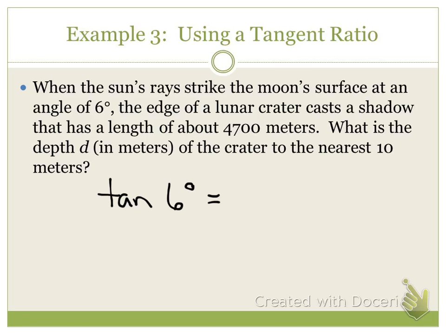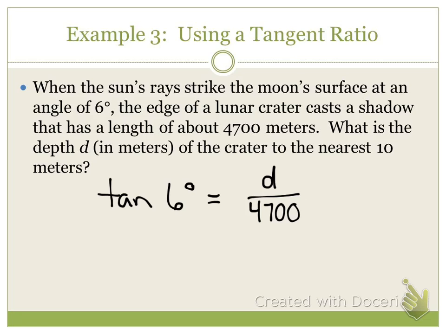And that equals the distance, which I don't know. Look at the picture. You see 6 degrees over here. Which side is opposite to the 6 degrees? Look straight across. It's side D, right? That's opposite from 6 degrees. So that's why D goes up on top, because it's opposite over adjacent, over 4,700.